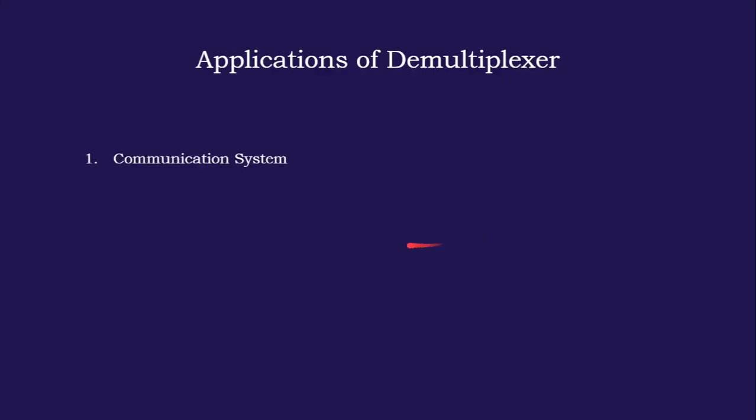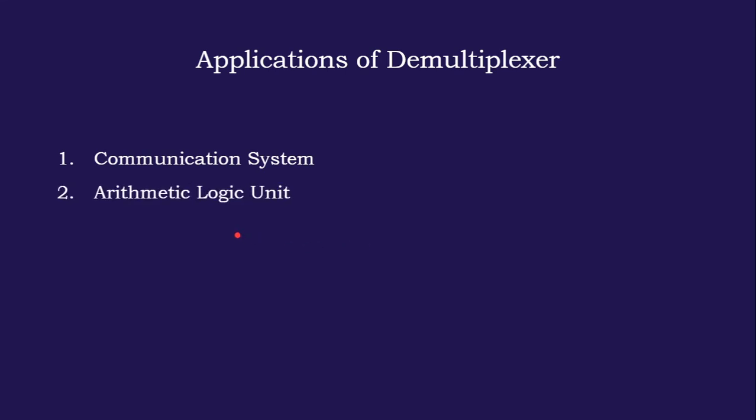What are the applications of a demultiplexer? It is also used in the communication system and in the arithmetic logic unit. We know that inside the arithmetic logic unit, the data has to be passed from one input to many output lines. So for that we are using the demultiplexer. It acts as a converter between serial data and parallel data.